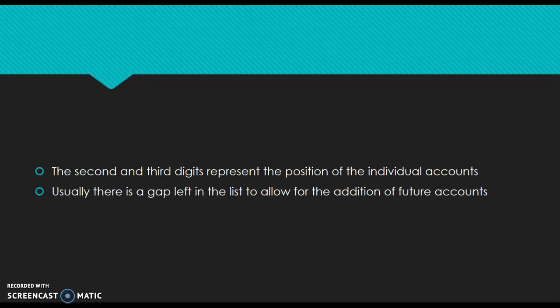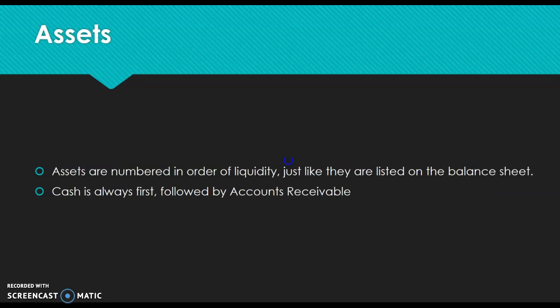And usually you leave a gap in the list to allow room to add accounts later, because you can't think of everything at once, or you may buy more equipment, or things may happen in the future that you need more accounts. So you always leave a gap in your numbers so you can add more later.